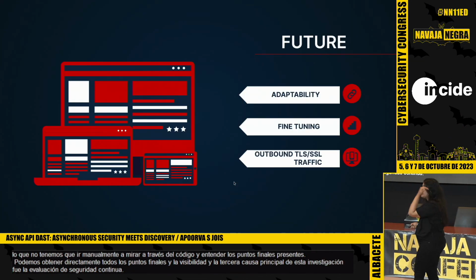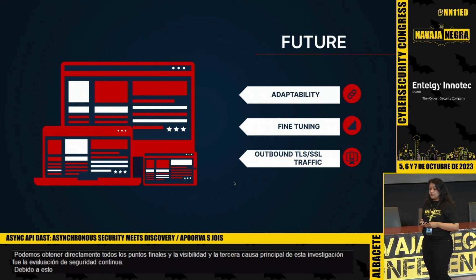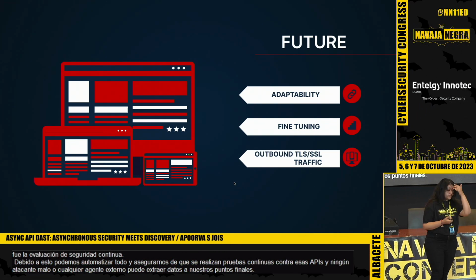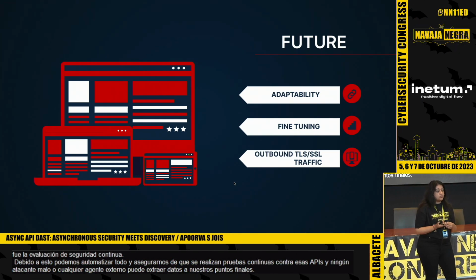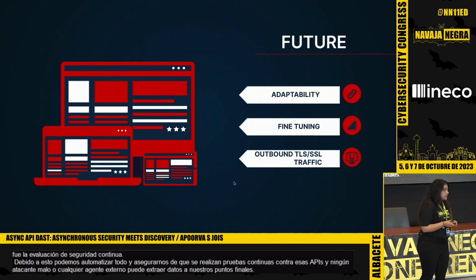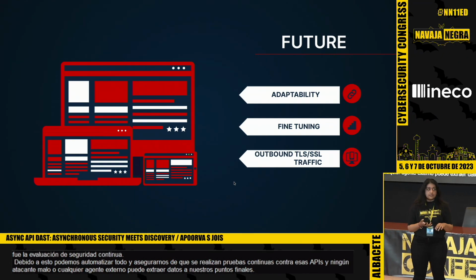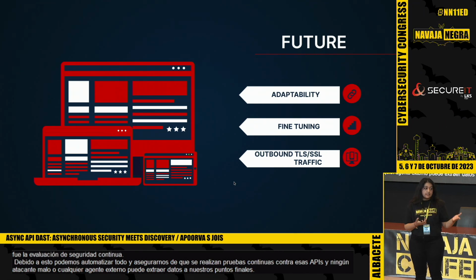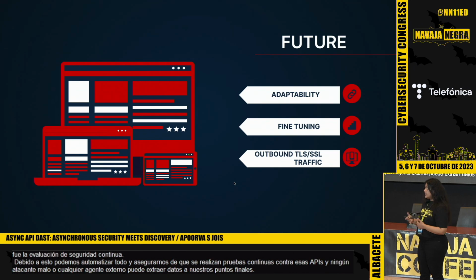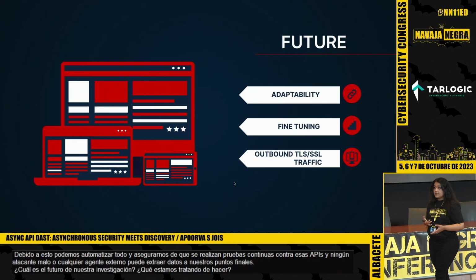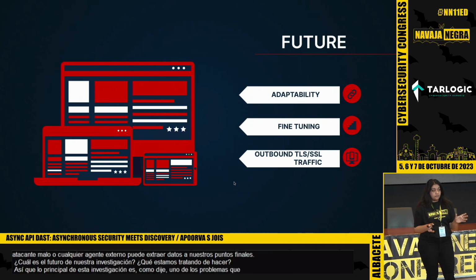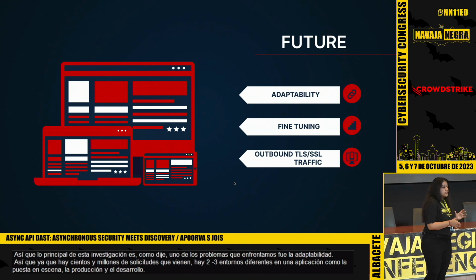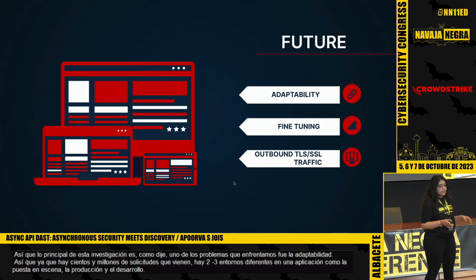So what is the future of our research? What are we trying to do? The main thing of this research is, like I said, one of the issues we faced was adaptability. Since there are hundreds and millions of requests coming in, and there are two, three different environments in an app, like staging, production, and dev, handling all these requests between different environments is a bit hard, and the entire process needs to support that huge amount of data traffic.